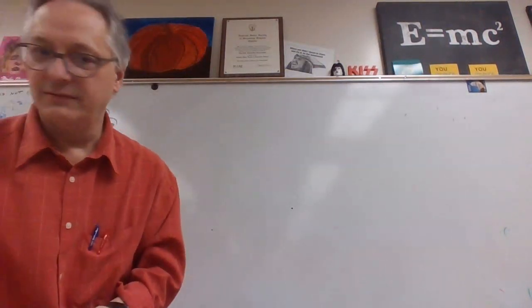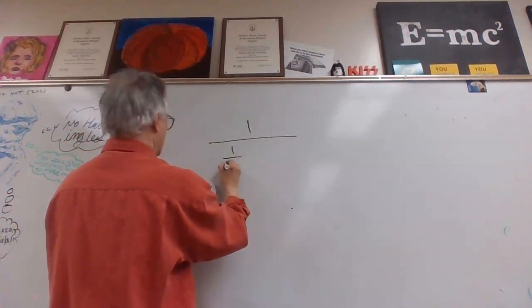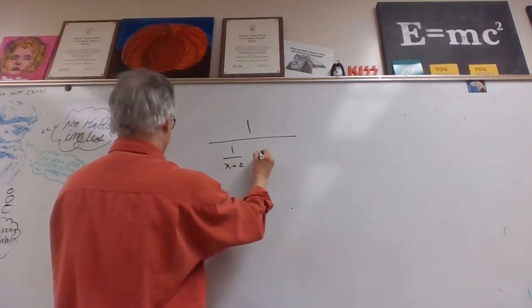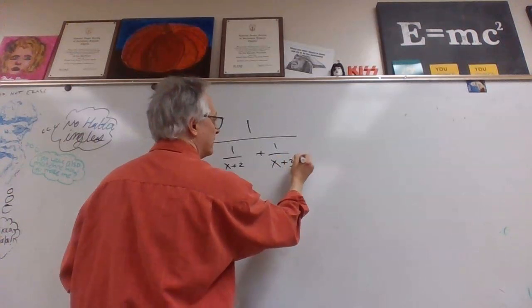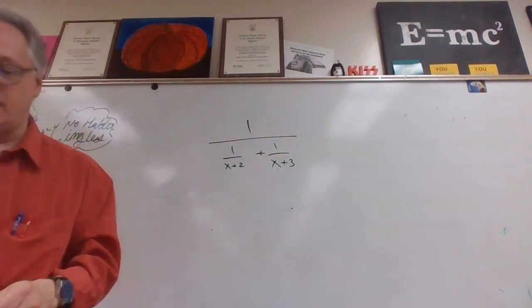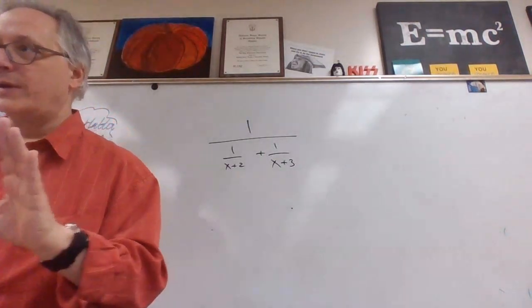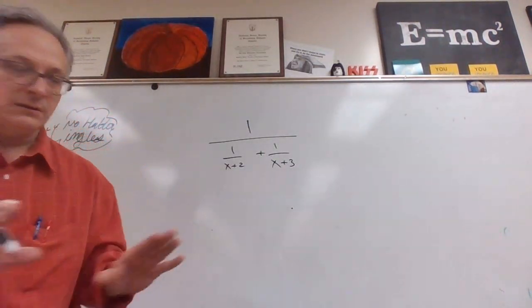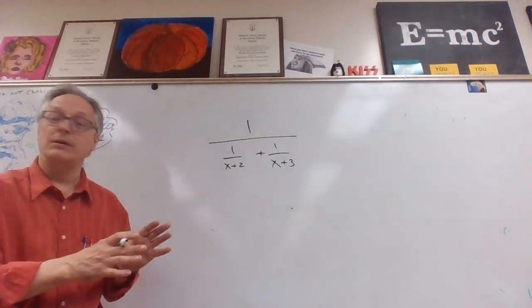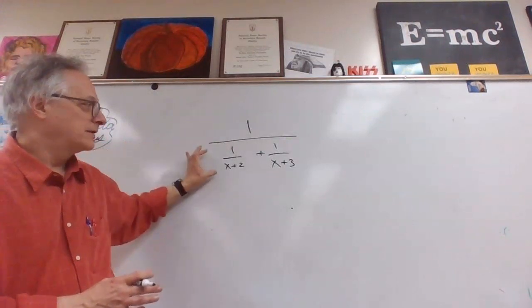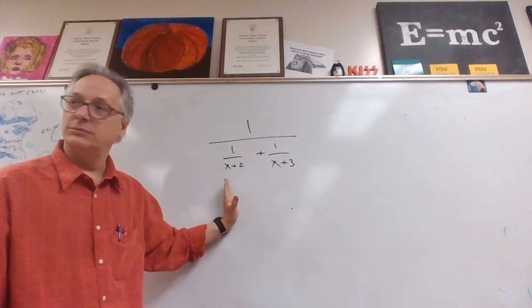You're going to have 1 over x plus 2 plus 1 over x plus 3, and they want you to find a version of that that's simplified. Now, when I look at this, you might be tempted to say this is a pretty complicated problem. But I'm just going to focus on the denominator here and trying to add these two.